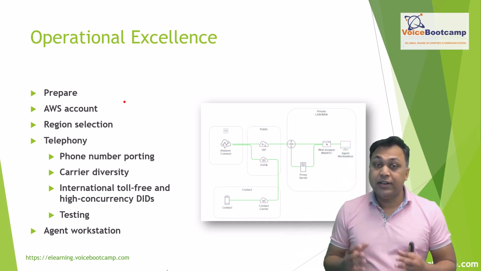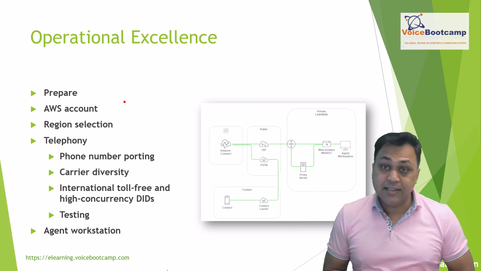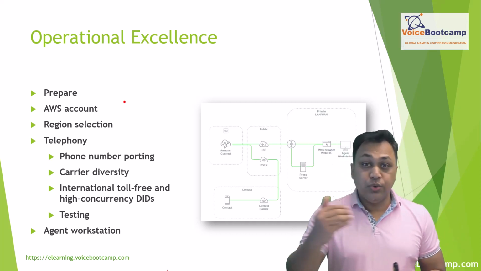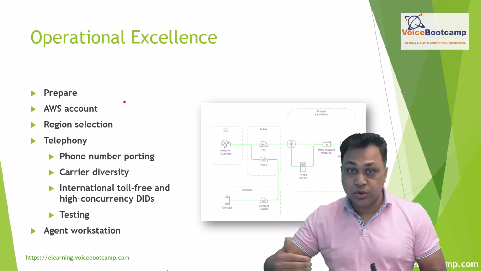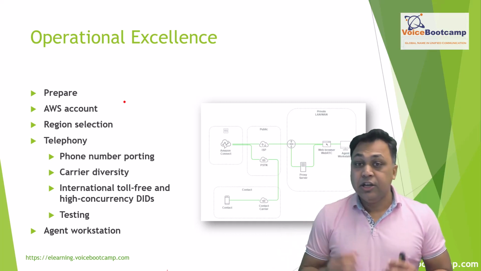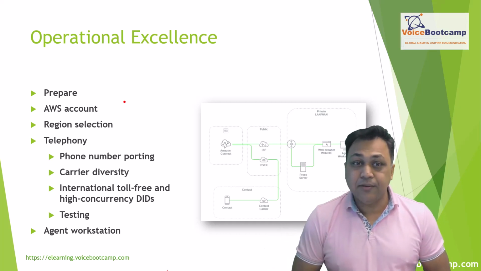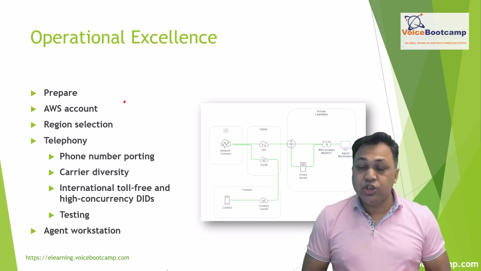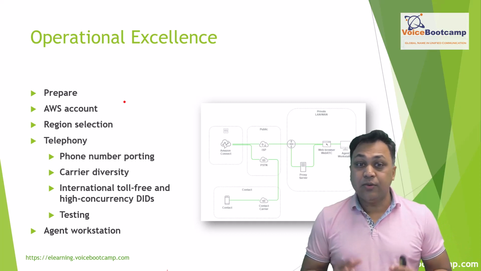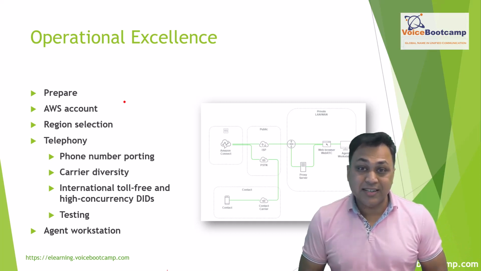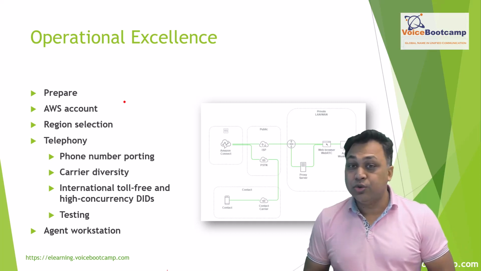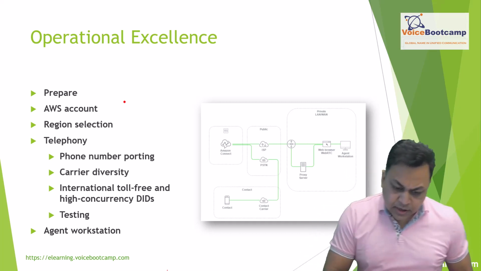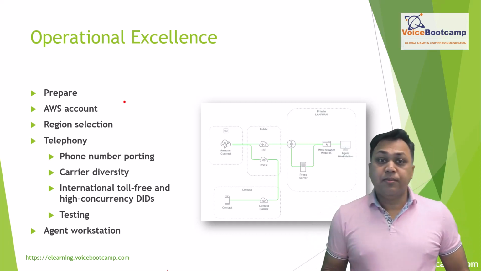For international toll-free and high concurrency DIDs, if you're using an existing toll-free national service to redirect the inbound traffic to your Amazon DID, you should request the DID phone numbers across multiple telephony providers. In general, the recommendation is 100 sessions per DID, and your AWS solution architect can help you perform that capacity planning.